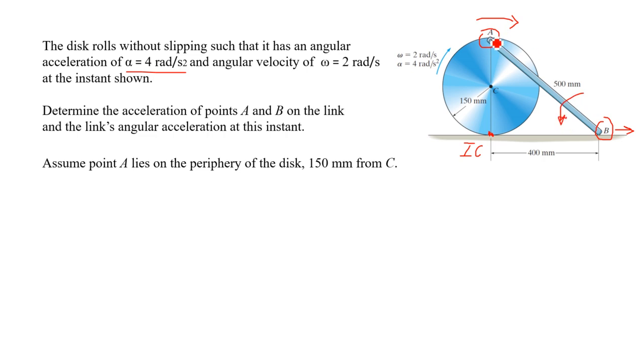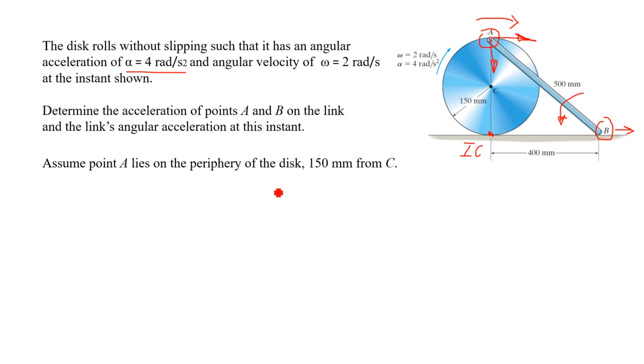At this point here, we're going to have two components for the acceleration. One of them is going to be in that direction, the other one in this direction. So what we need to find is the acceleration at the point A. Then I'm going to write down the relative acceleration equation for the link AB, and I'm going to be able to find the acceleration at the point B.